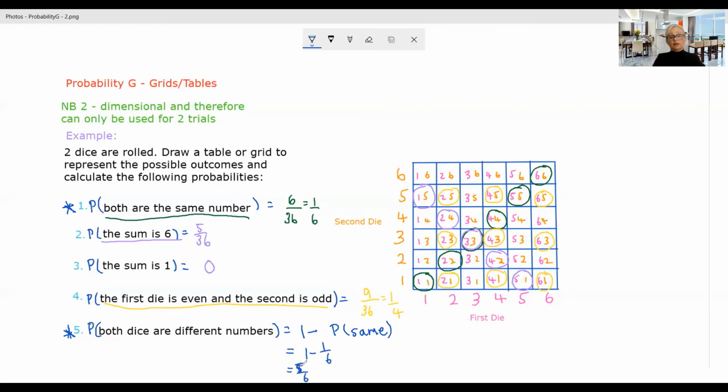You can, if you really want to, circle all of them, but you're going to be circling everything except the ones that we'd already circled in dark green. There's not really that much point in doing that. So this is where using the complement and knowing that the probability of the complement is 1 minus the probability of the event makes your life a lot easier.